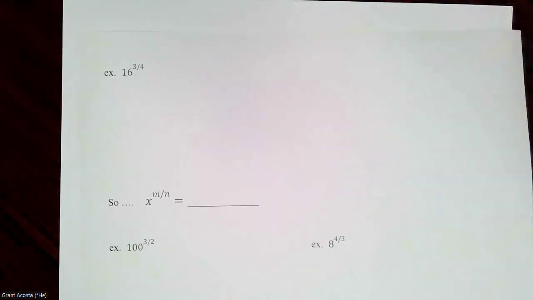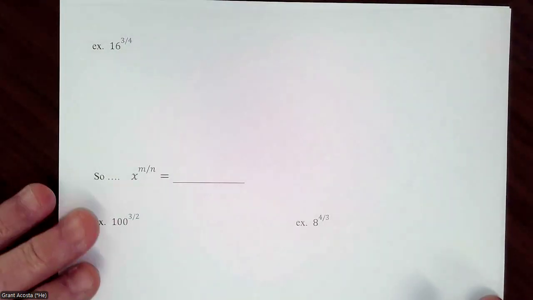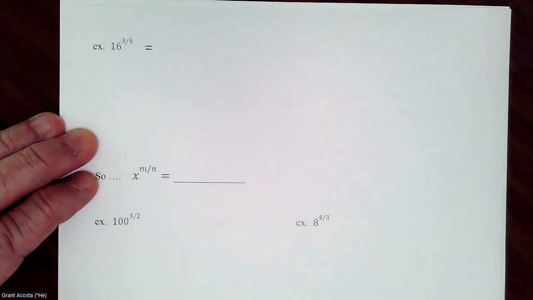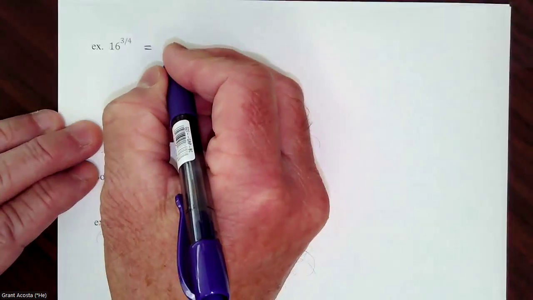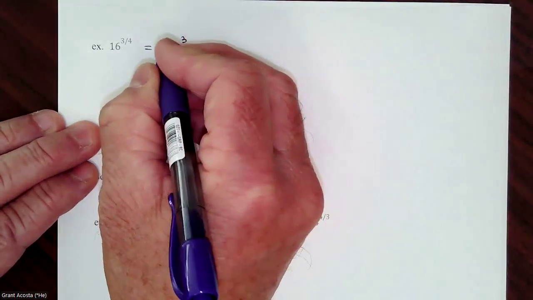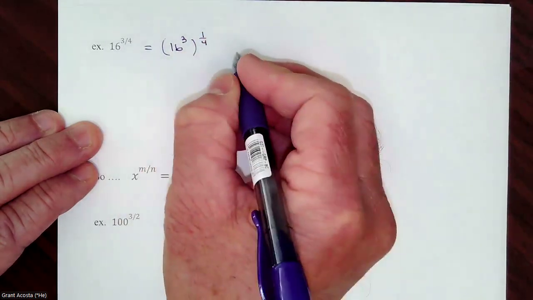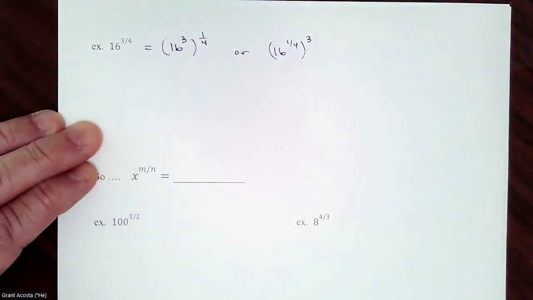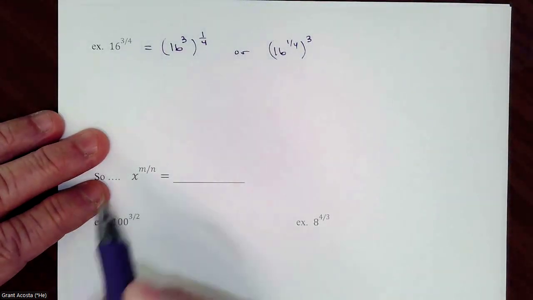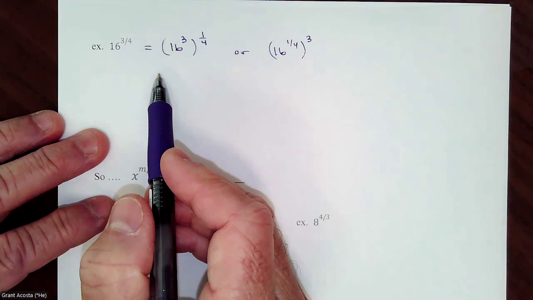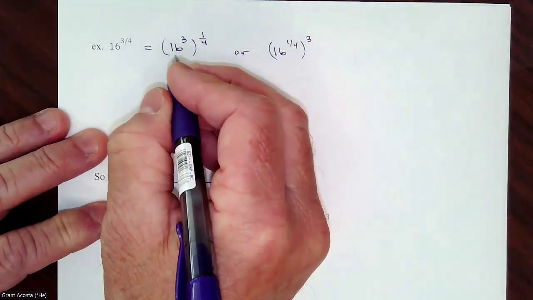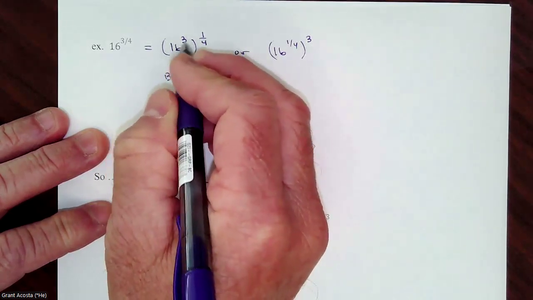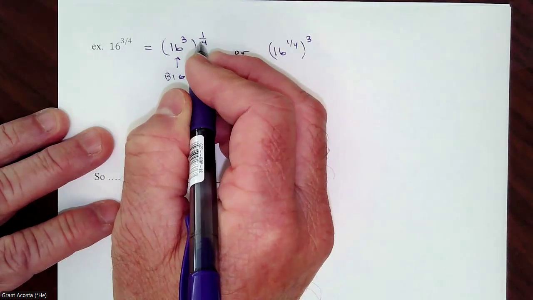Let's try one more like this. If I wanted to figure out what 16 to the 3/4 is, I could do similar to how I did the last one. I could either do 16 cubed and then raise that to the 1/4, or I could do 16 to the 1/4 and then cube my answer. And hopefully you have an opinion about which one would be easier to do. This is a big number, right? 16 cubed, I don't know what that is, right? And then I'd have to raise that to the 1/4 or take the 4th root.